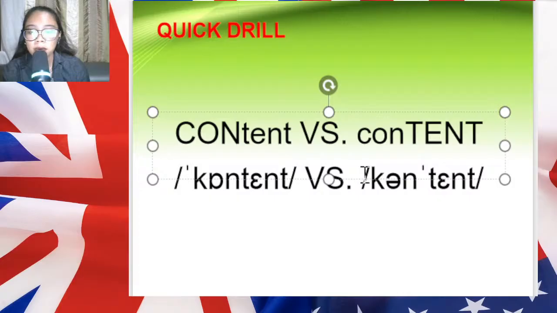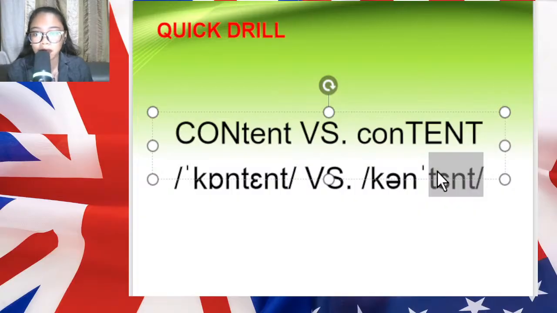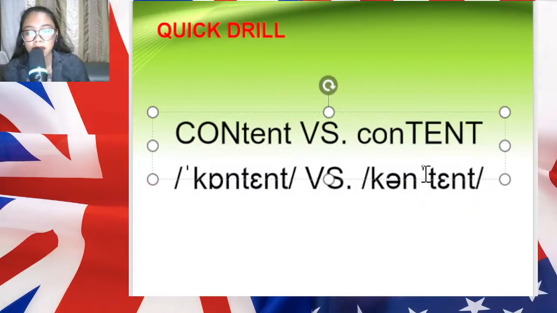How about this one? Take a look at it. The apostrophe is right in the middle, but it's before the second syllable. So we are going to stress the second syllable here, tent. That's how we read IPA transcription, especially when we're trying to look for the stress on the word. The stress is represented by this symbol, which is placed right before the stressed syllable.